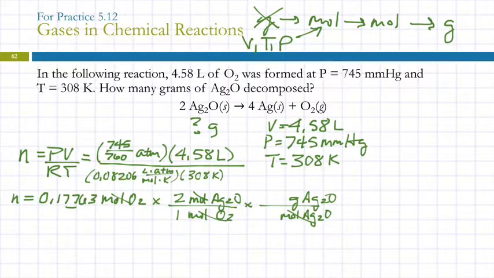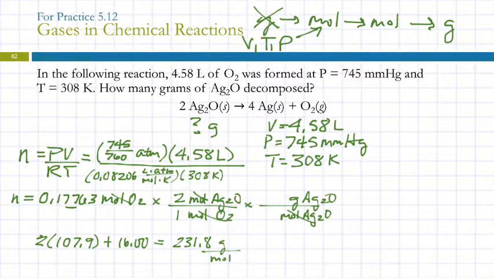And then I need the molar mass of Ag2O. So 2 times 107.9 plus 16. 231.8 grams per mole. So 231.8 grams of silver oxide per mole.